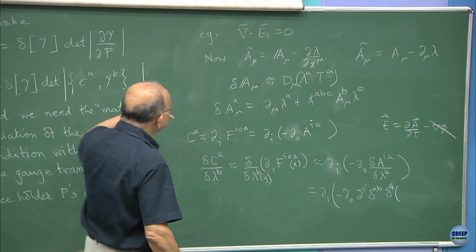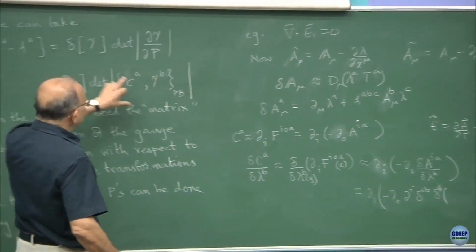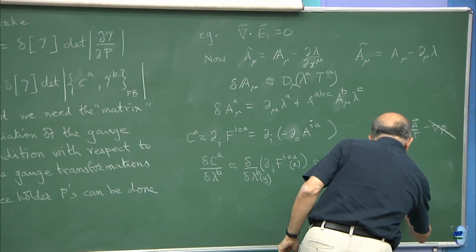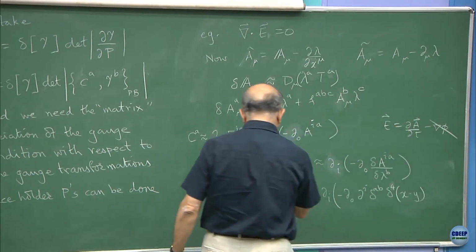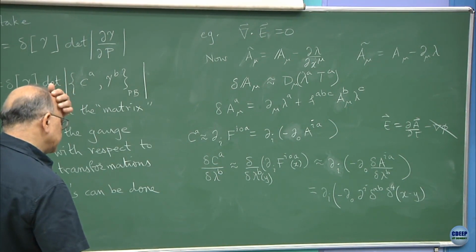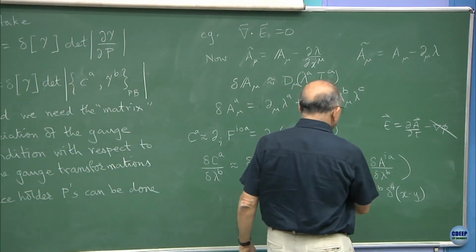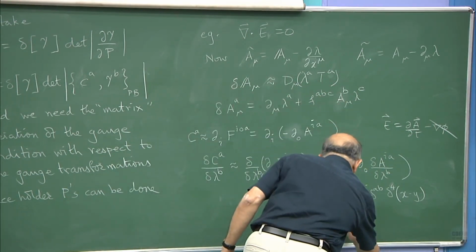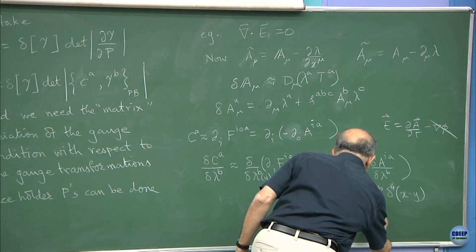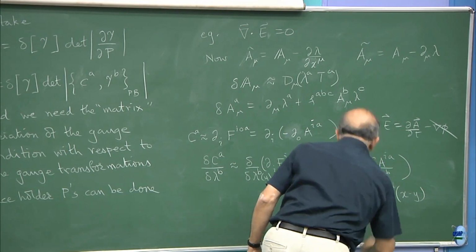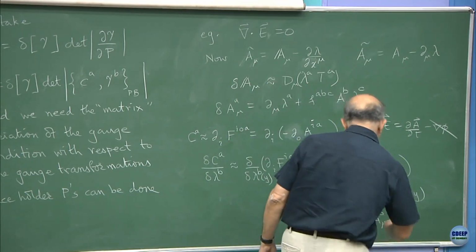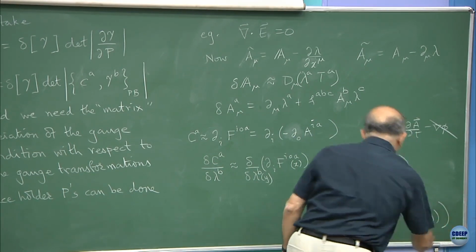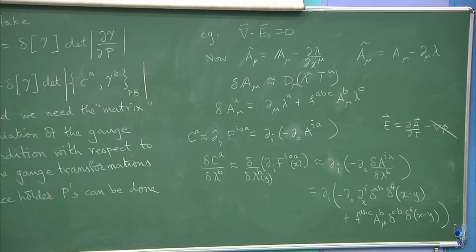So this matrix is a gigantic matrix, okay, it is not just these labels but also their coordinate labels. So it is going to be delta 4 of X minus Y. The delta AB can of course come out, but this d_i of X will act on this delta function, and then plus f^ABC A_mu^B and delta CB and again delta 4 of X minus Y. So that is the formal expression for what this dC by d lambda is.